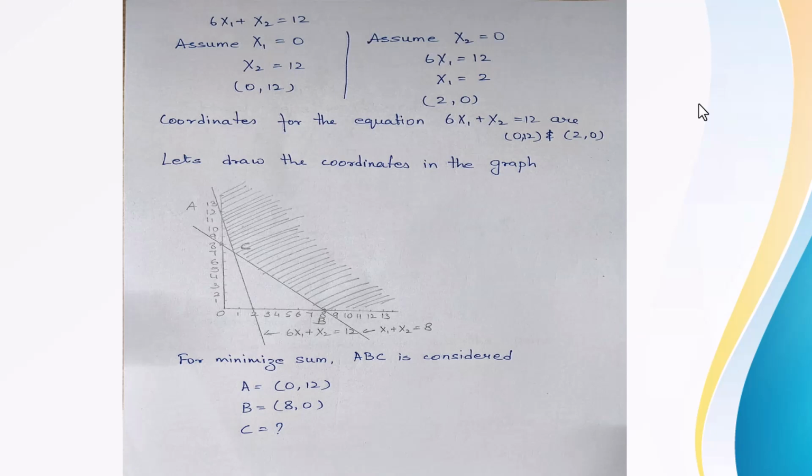As against the maximization problem, where we have to consider the inner area, in the minimization problem we have to consider the outer area. So we have considered the outer area. The three points here are A, B and C. A coordinate we know as (0, 12). B coordinate we know as (8, 0). C value we don't know. C is the intersection point of both the equations, so we have to solve both the equations to get the coordinates of C.